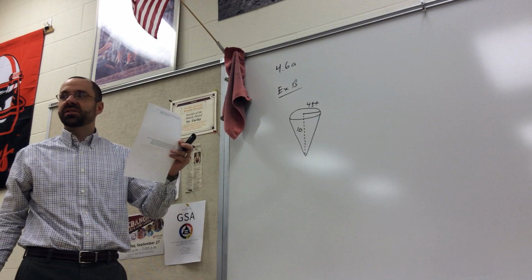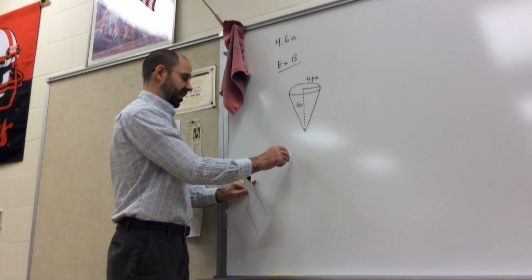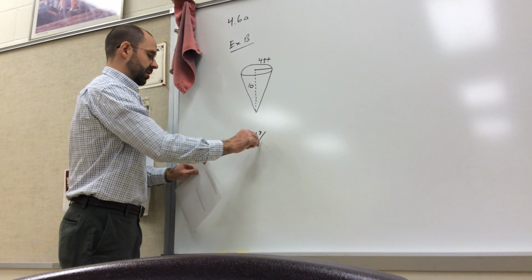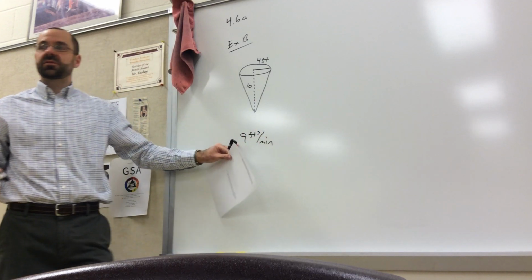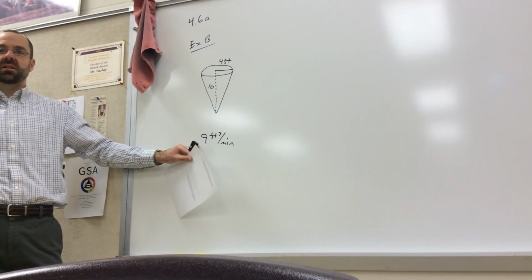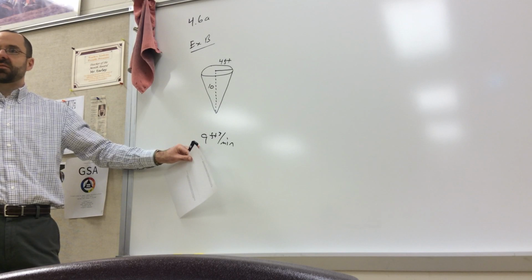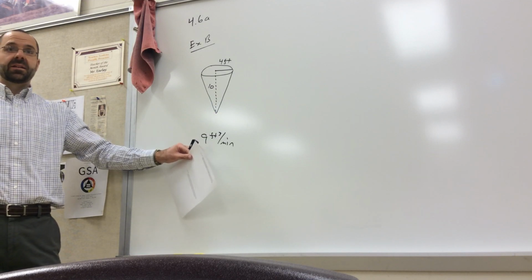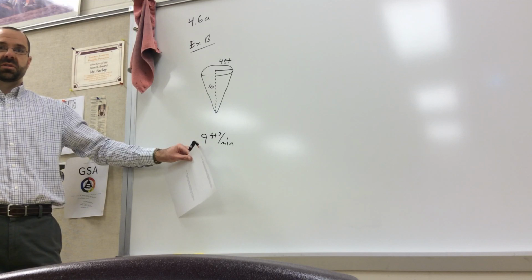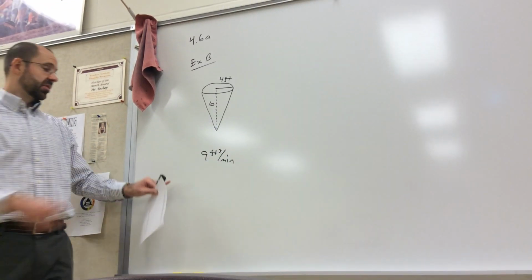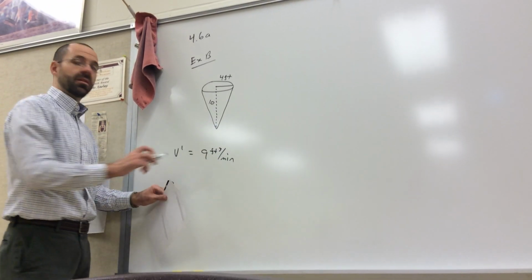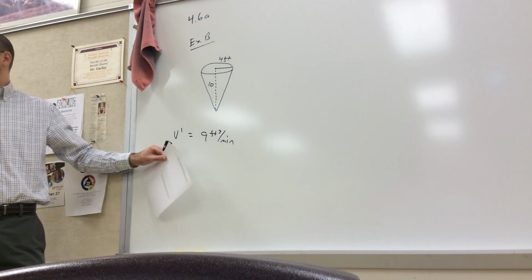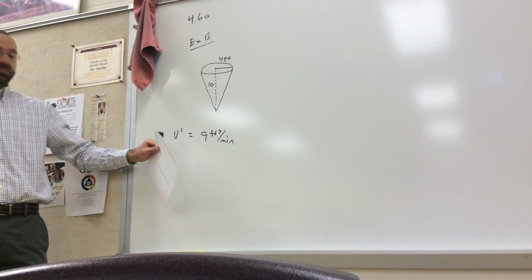So that's a prime, isn't it? The 9 cubic feet per minute is how fast something's changing, right? What's changing at 9 cubic feet per minute? Say that a little louder. The volume, right? The water's coming in and changing the volume of water that's in there. So this is V prime. It's how fast the volume of water that's in there is changing.